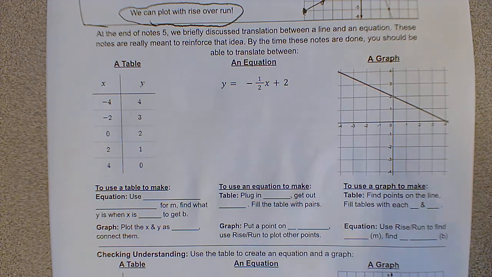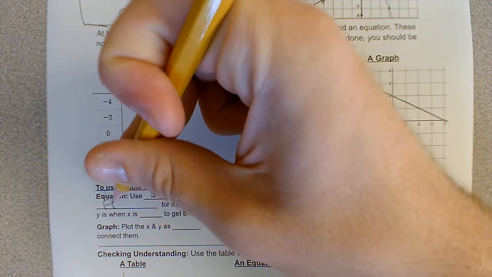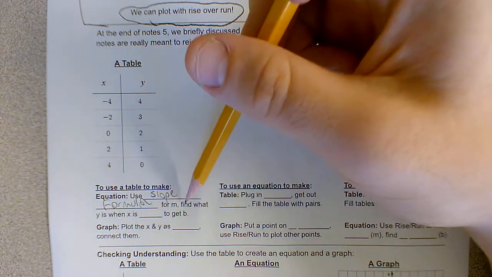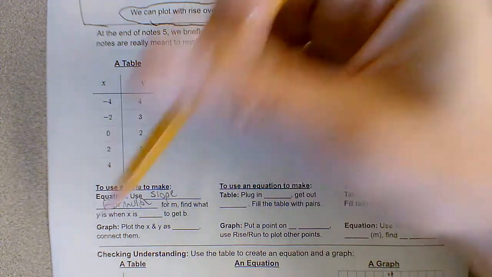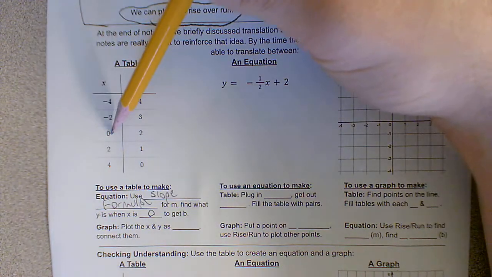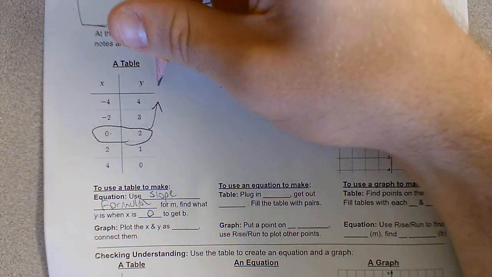We're first going to start with a table. So let's say we want to make a y equals mx plus b equation from a table. Ultimately, what you're doing is finding the y-intercept and finding the pattern. We're going to use the slope formula to find our slope, m. And we're going to find our y-intercept by figuring out what y is when x is 0. So we're going to start with the y-intercept. When x is 0, y is 2. That means this is our y-intercept.